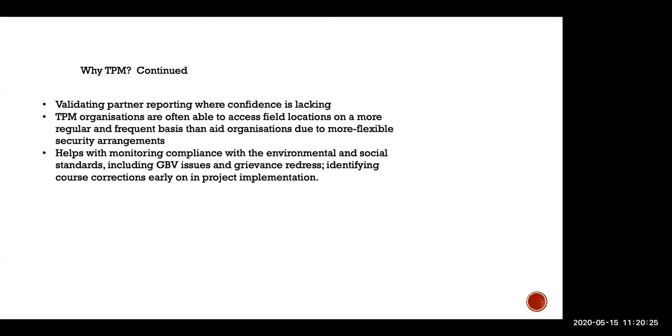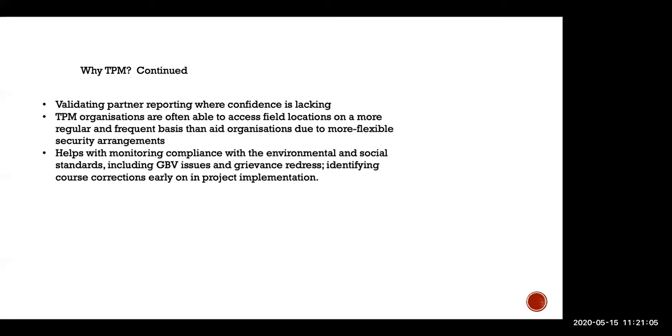TPM organizations are often able to access field locations on a more regular and frequent basis than aid organizations due to more flexible security arrangements. Like what I've said earlier on, the UN has its own security systems. Different NGOs also have their own various systems. In fragile states, like for example in South Sudan, where I'm based, every organization or development partner or NGO has its security department, and they compile security information on particular places. And if they deem the place to be very volatile in terms of security at that particular time, their staff members are not allowed to go to the field for monitoring activities.